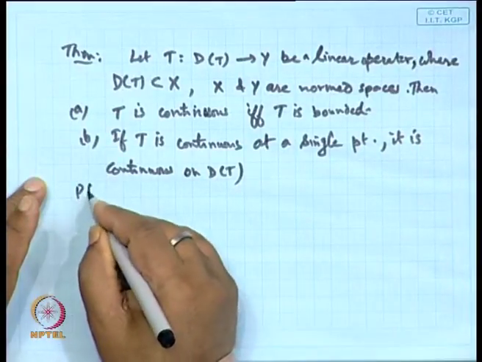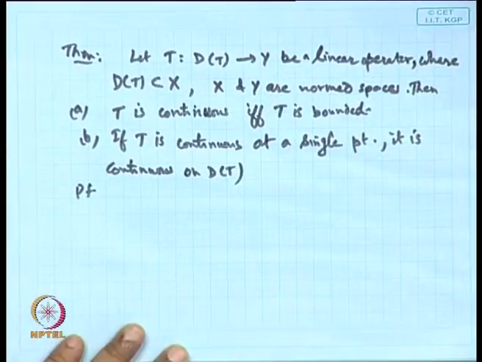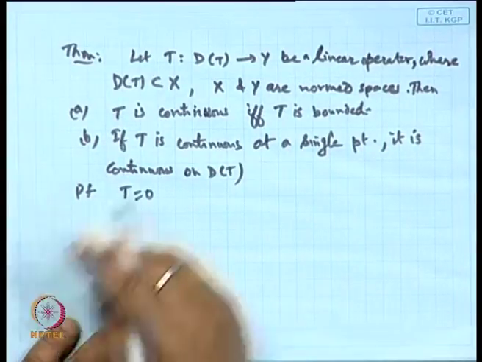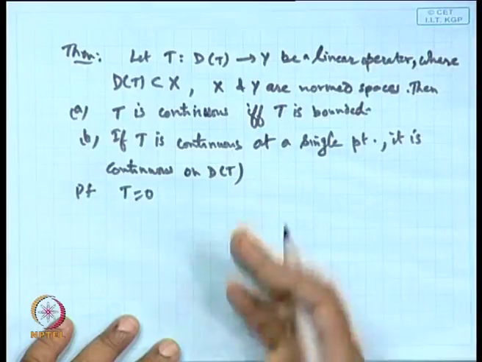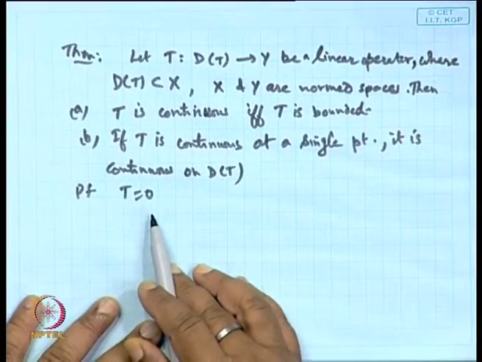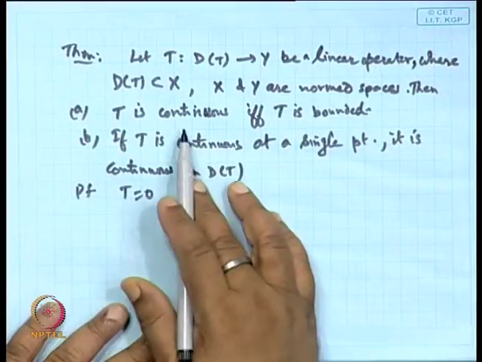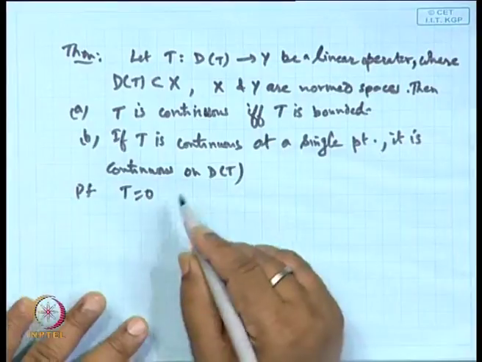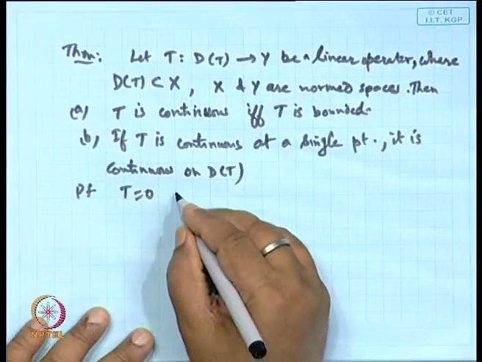The proof. Suppose T is 0, case 1, then nothing is to be proved, everything is very obvious, because in case of the zero operator, which is a linear operator, continuity and boundedness will be the same. So, the statement is obvious, or trivial.